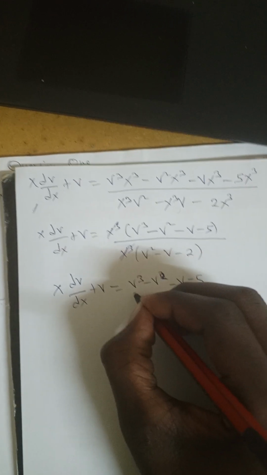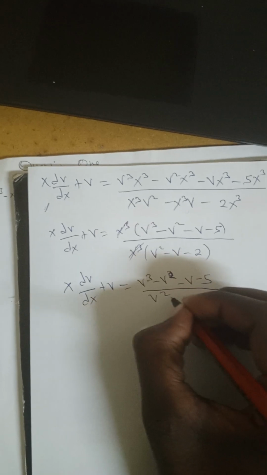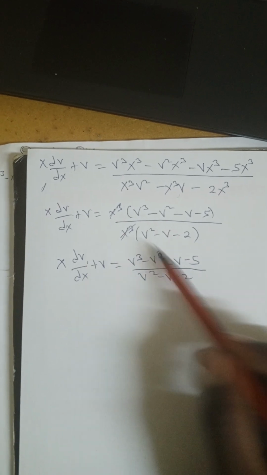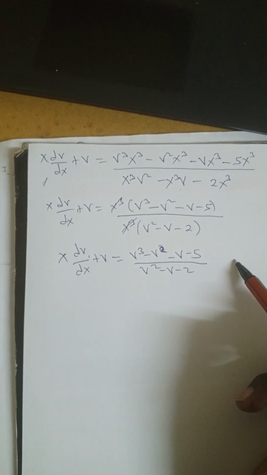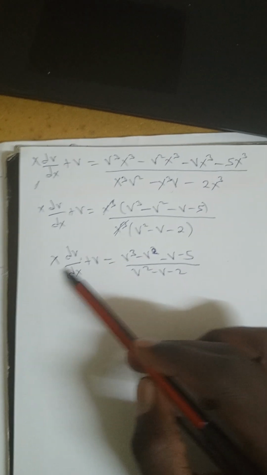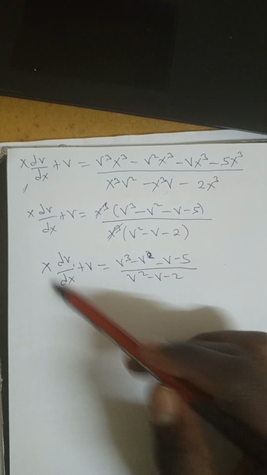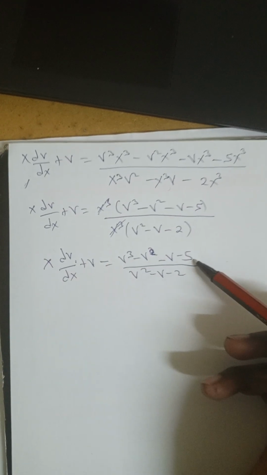This is what we have found. So now look at this. We have dv and we have v functions here. We have dx and we have an x function. And in this form, we can separate it.